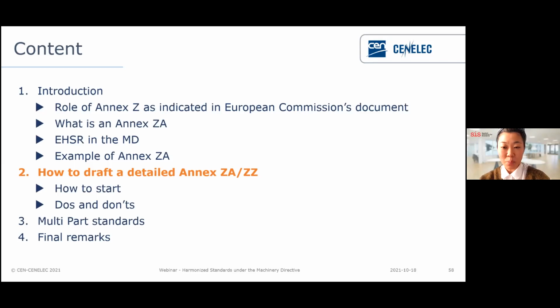As we heard earlier in the presentation, individual standards are not obliged to cover all the essential health and safety requirements in the Machinery Directive. However, what is required is that it needs to be clearly stated in the Annex Z that those requirements are not covered by the standard, and consequently, the manufacturer needs to deal with those requirements by other means.